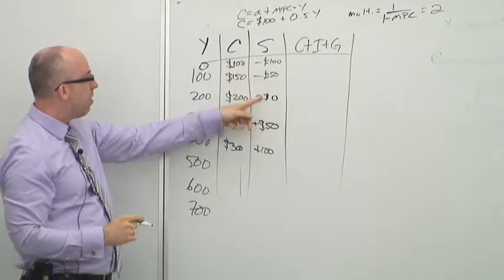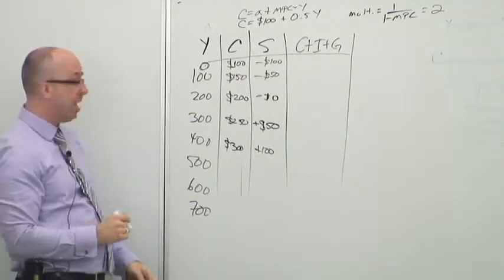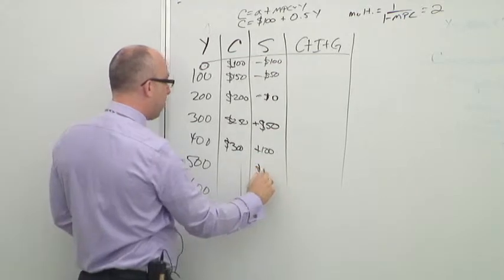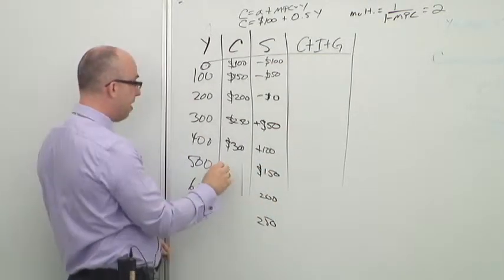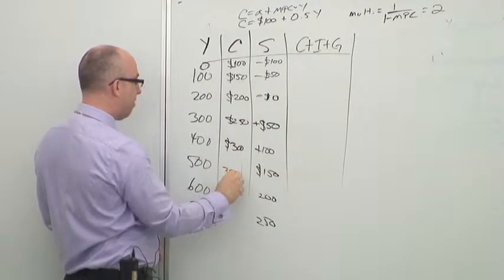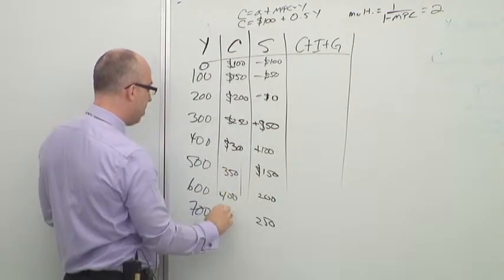All right, so this is going up, up, up by 50 every time. I can fill it up to be 150, 200, 250, just to finish the graph. This is going to be 350, 400, 450.